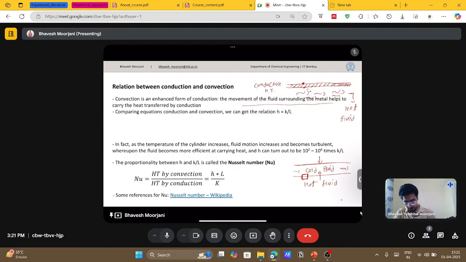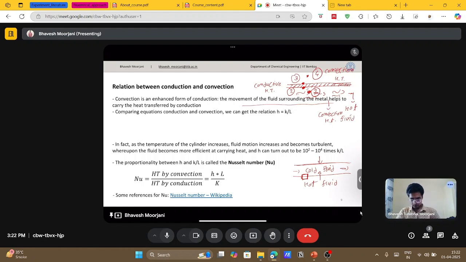Then from this inner wall, you will have another point within the fluid where further heat transfer will happen, which will be via convection. So you have convection from point 1 to point 2, conduction from point 2 to point 3, convection from point 3 to point 4, right?